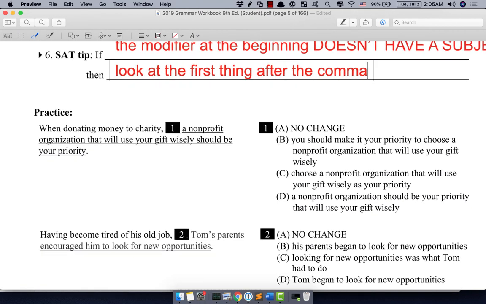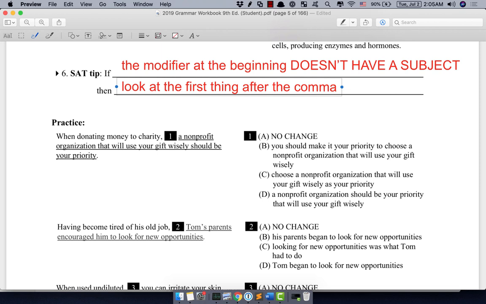Okay, and I'll walk through the practices here with you. So number 1: "When donating money to charity, a nonprofit organization that will use your gift wisely should be your priority." That's the sentence. And what are the choices? I'll give you like 20 seconds to think about it.